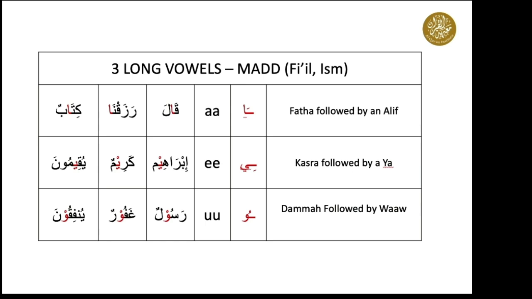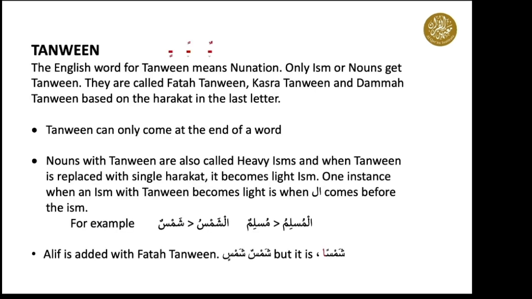The examples of long vowels: using dhamma followed by waw, rasulun, ghafurun, yunfiqun. Using fatha followed by an alif, qala, razaqna, kitabun. Using kasra followed by a ya, Ibrahim, karimun, yuqimun.